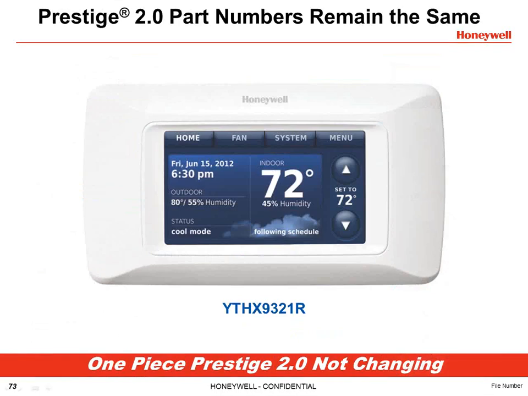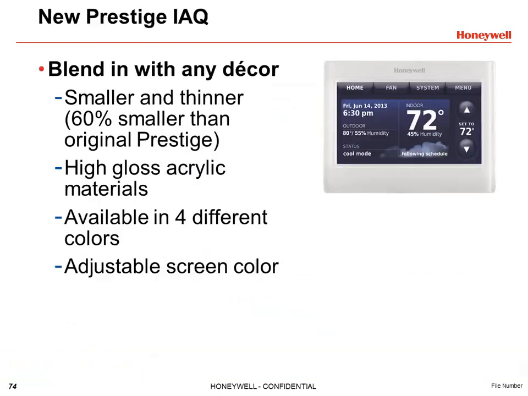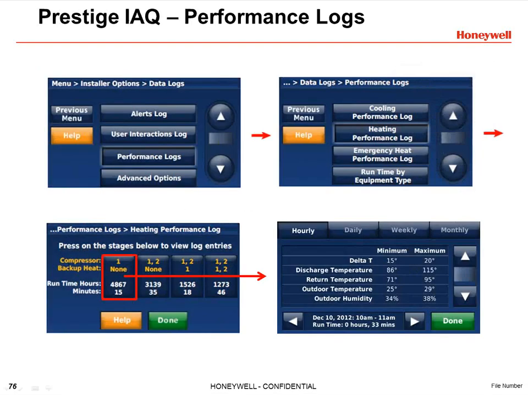So we still have the Prestige 2.0, but it is not changing. The new Prestige, it's smaller, it's still high definition, it's available in the 4 colors, and then you can change the screen color, which is kind of cool. I think I got a slide of that somewhere.